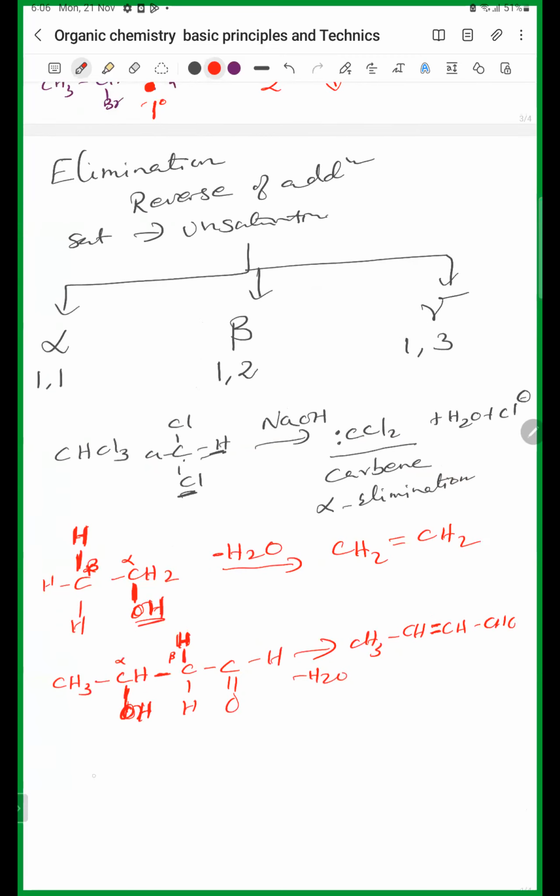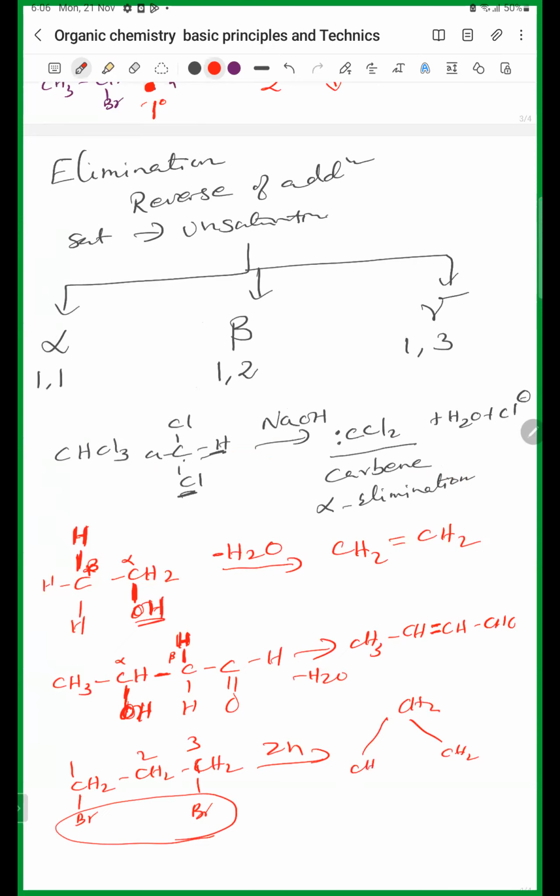Suppose you have the group CH2, CH2, CH2 with Br and Br at the ends, positions 1, 2, 3. Now you are putting zinc. What will happen? The bromines go, and it will give CH2, CH2, CH2 linked, so look here, cyclopropane. First and third position, alpha, beta, gamma. The two groups are eliminated from the 1 and third positions. Then it is called gamma elimination.